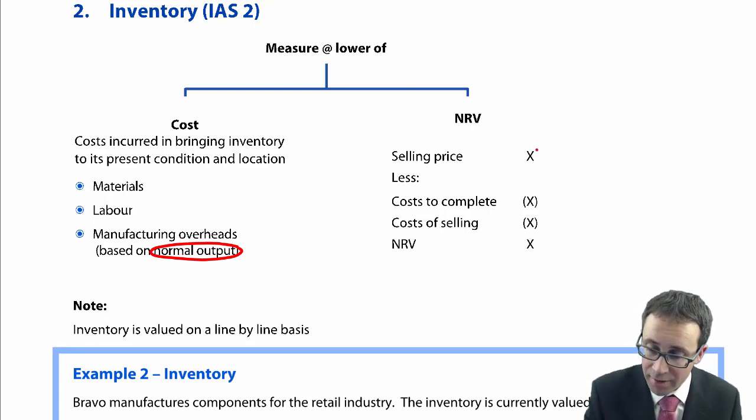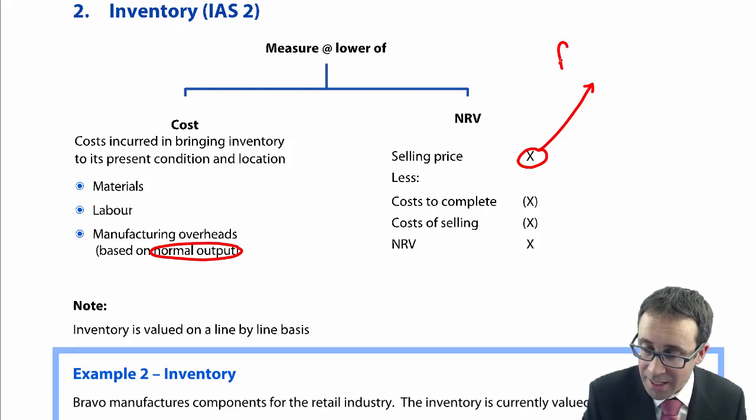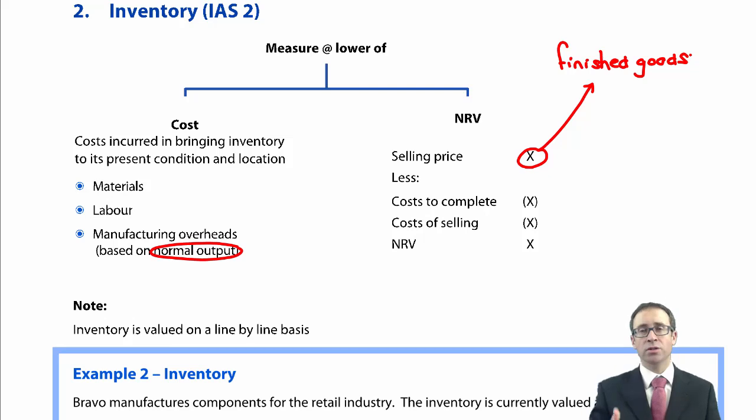Just be careful here, however, that when we're looking at our selling price, remember the selling price is the selling price that we have of the finished goods. So if you're trying to value your inventory and it's consisting of maybe raw materials or some work in progress, when you're looking at the NRV, you have to take the selling price of the finished goods and deduct selling costs and deduct cost to complete. Okay, you don't look at the selling price of the raw materials or the selling price of the work in progress to which it could currently be sold for.